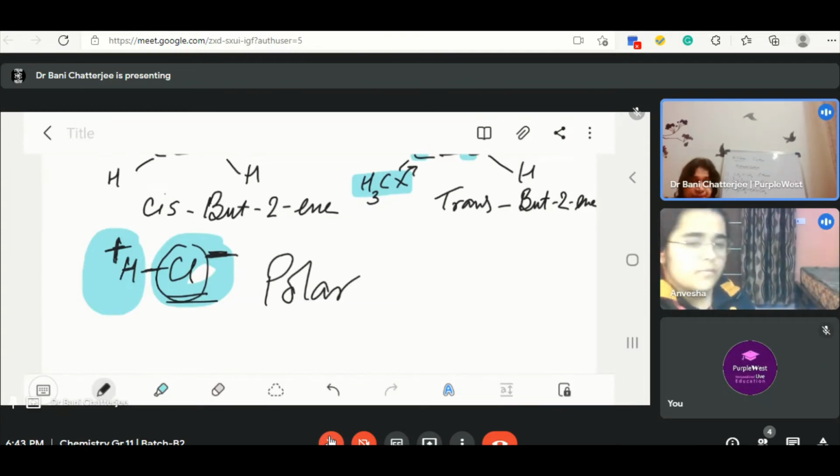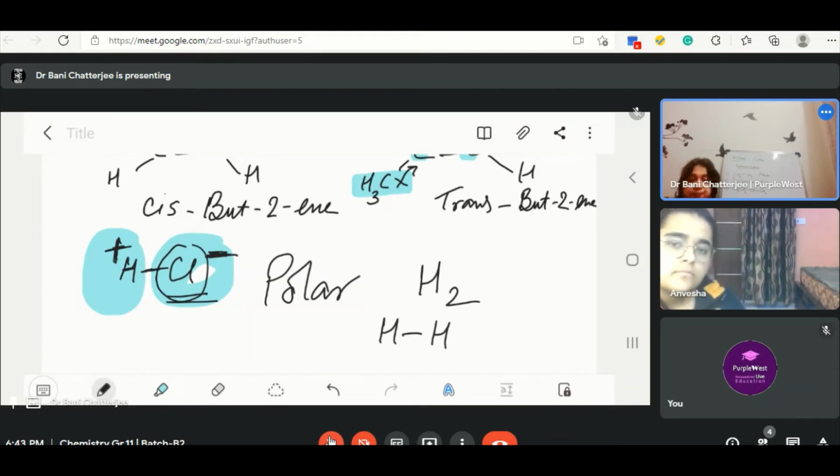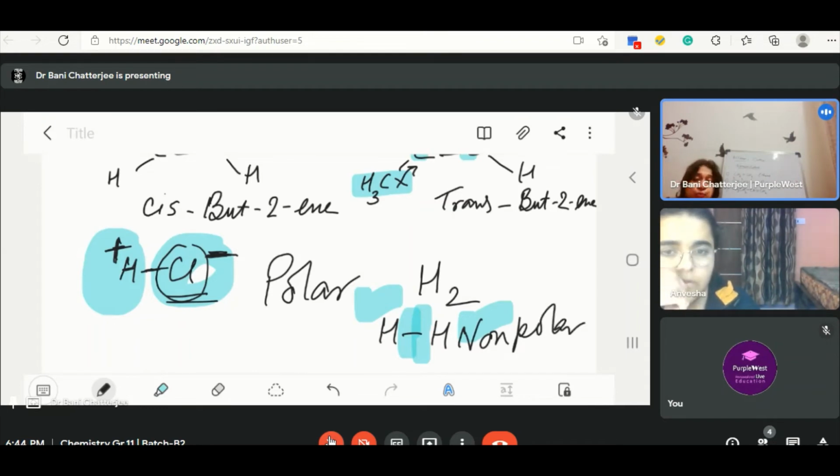Clear? Yes. If I talk about the hydrogen molecule, H2, then I will draw it this way, H and H. Now both of them are what? Electropositive in nature. Yes. So both will have the shared pair at the center. Whatever they share will remain at the center, neither toward this hydrogen nor toward that hydrogen. It will not go anywhere. So such compounds are what? Non-polar.